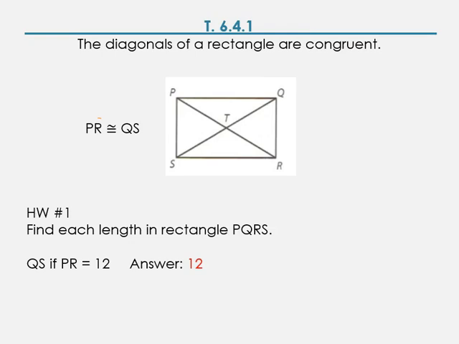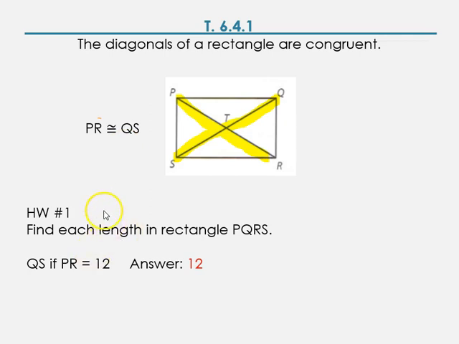The diagonals of a rectangle are congruent. So we have a figure, PQRS, and you can see that two diagonals are drawn and that they meet at point T. What this theorem is telling us is that PR is congruent to QS. That means that they are the same length.